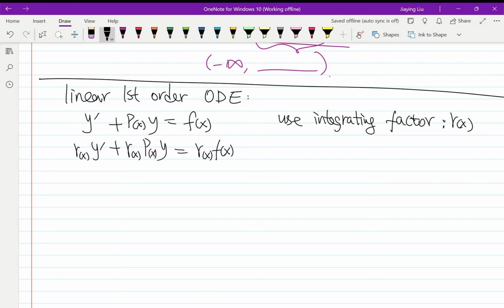Then we're going to write a new equation following this pattern, except for the middle term; the other two terms are the same. The new equation we write is R of x y prime plus R prime y equals R of x f of x. So instead of writing R of x times p of x, we write R prime. That's kind of like a substitution if you think about it.